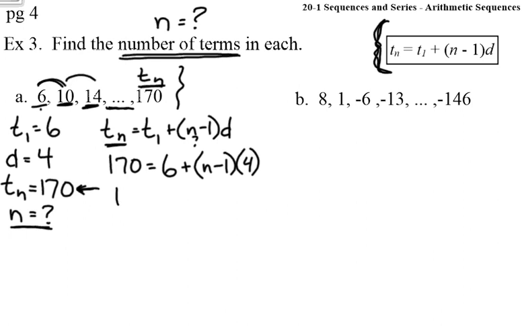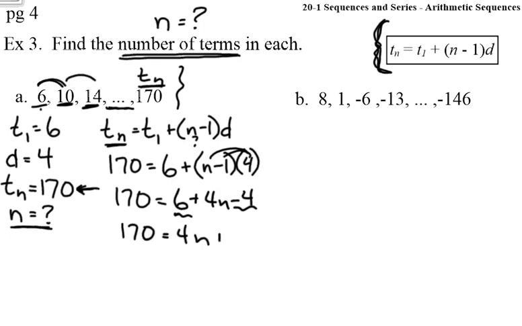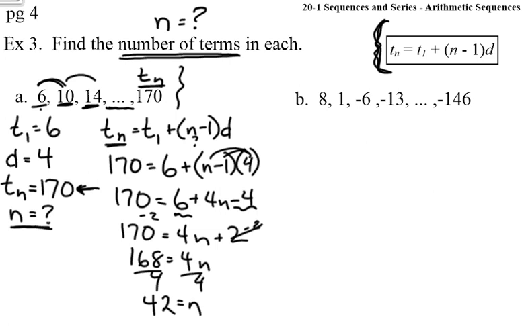A little bit of algebra. What can we do for algebra? Well, let's distribute to get rid of brackets. 6 plus 4n minus 4. Combine your like terms. 170 equals 4n plus 2. And now we get n by itself. Subtract 2. 168 equals 4n. Divide by 4. And we end up with 42 equals n.